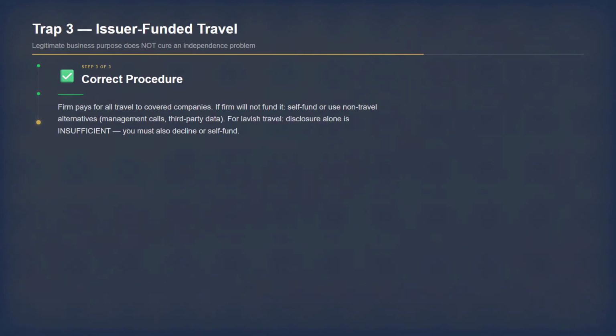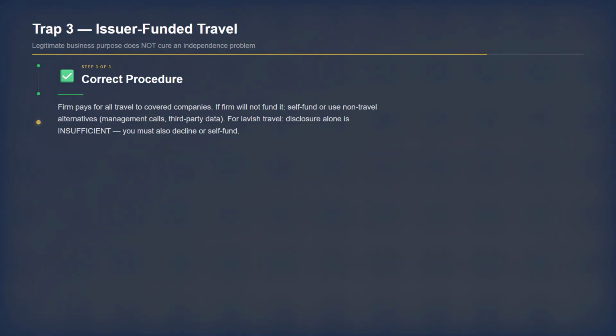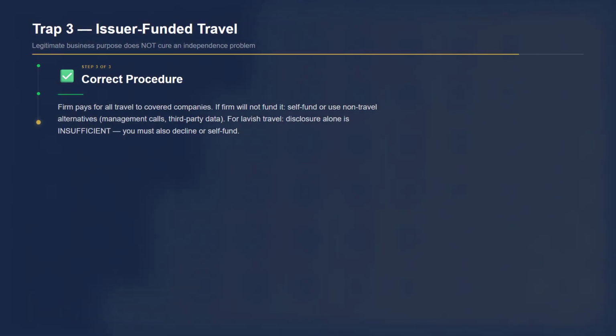Your firm pays for travel to covered companies. If your firm cannot or will not fund the trip, you arrange travel yourself or conduct research through alternatives like management calls. Disclosure alone is not sufficient for a $2,800 resort trip. This is a lavish benefit. Decline or self-fund, then disclose.